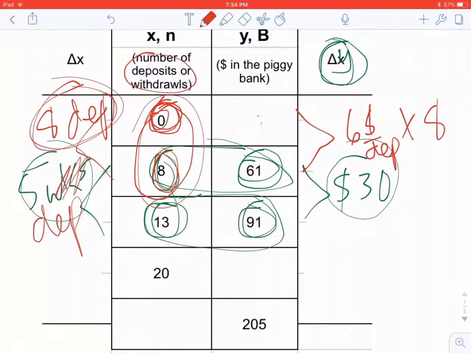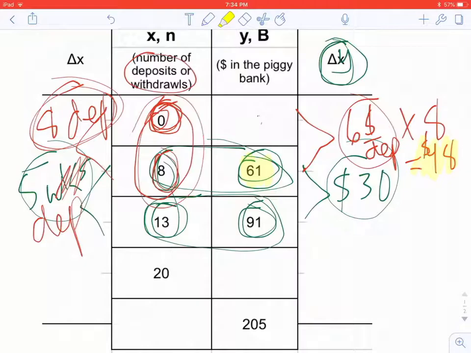So from 0 to 8 is 8 deposits were made. Each deposit was $6. So that works out to a total of $48 deposited over those first 8 weeks. Well, if $48 were deposited in those first 8 weeks, and in the end I had $61, how much money did I have at the start?